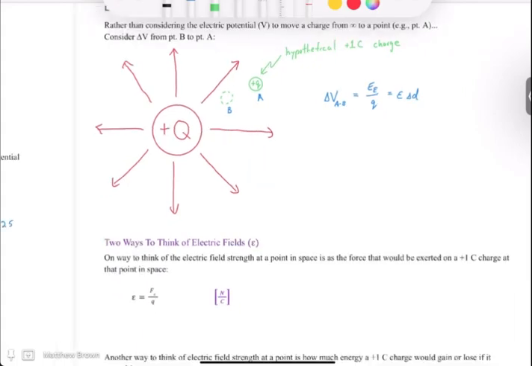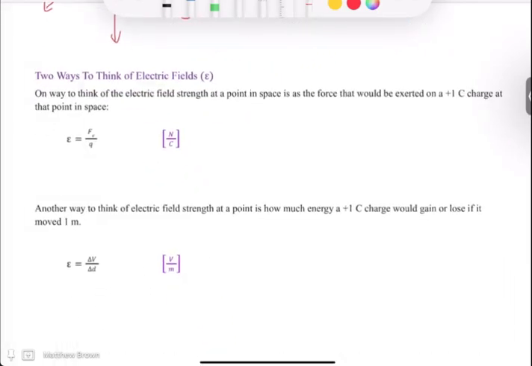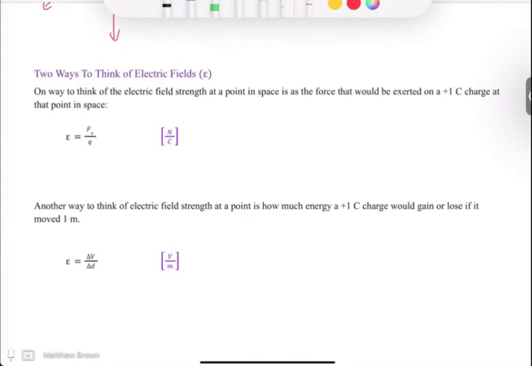And if we use this, I always feel like this is kind of a neat thing to point out. One way to think of electric field, because we're already using it, is the first way to look at the electric field strength at a point in space. We already did this earlier. We said this is basically the force that a positive 1 Coulomb charge would experience at that point. And the units work out, right? It's newtons per Coulomb. So this is a force. We could look at it that way.